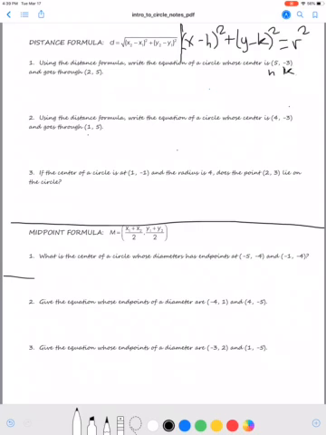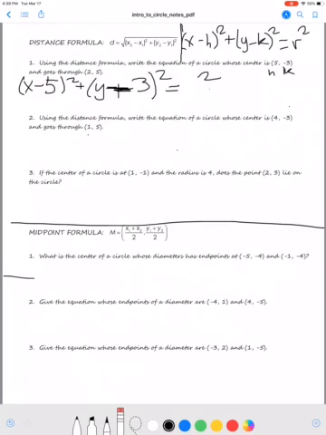On number 1, using the distance formula, write the equation of a circle whose center is 5, negative 3. Well, 5 is my h, negative 3 is my k. So I'm going to construct that skeleton equation. x minus h is 5 squared plus, parentheses, y minus k is negative 3 squared equals r squared. r we don't know yet. y minus negative 3, I'm going to go ahead and change that to a plus. y plus 3.